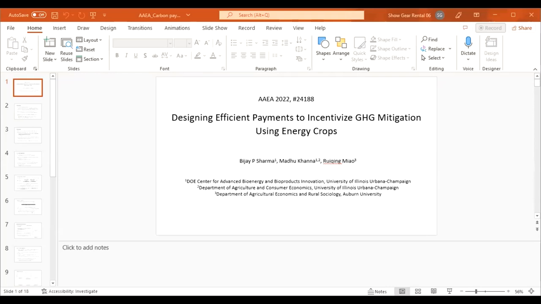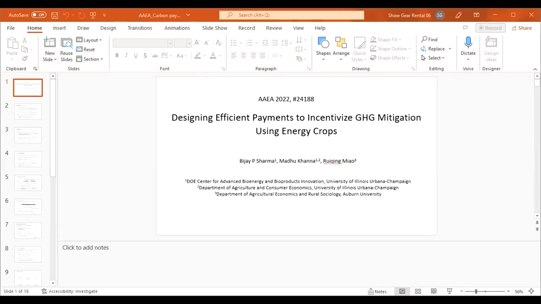So we assume a negative exponential time path to capture soil carbon sequestration, where the unit flow of soil carbon depends upon soil carbon sequestration parameters. The first one is a long-run equilibrium level of soil carbon under energy crop. We can define it as a saturation point. And the other one is the natural growth rate of soil carbon accumulation. Simply put, it's the rate of sequestration.